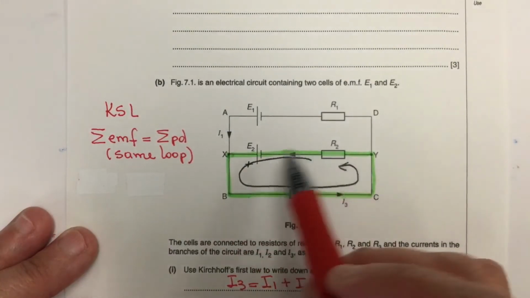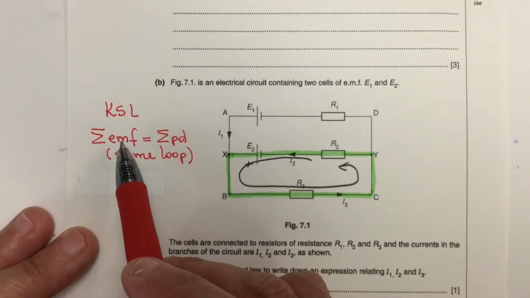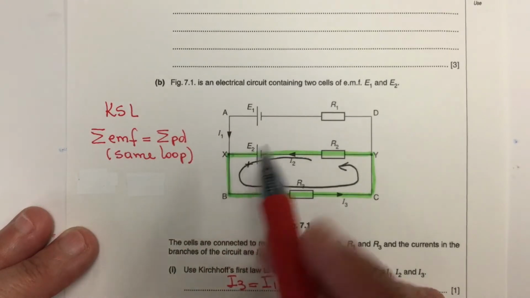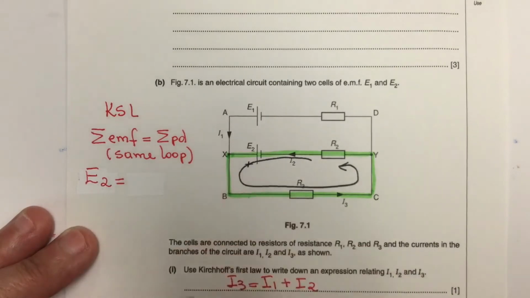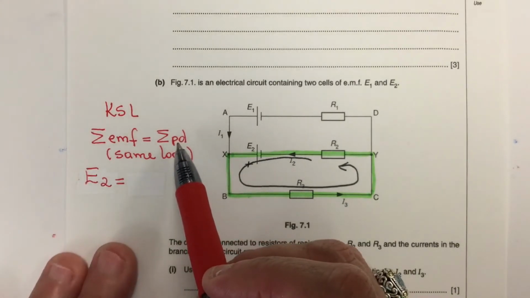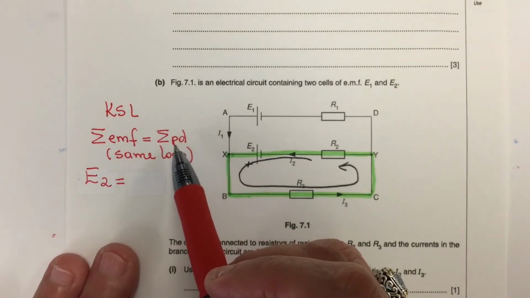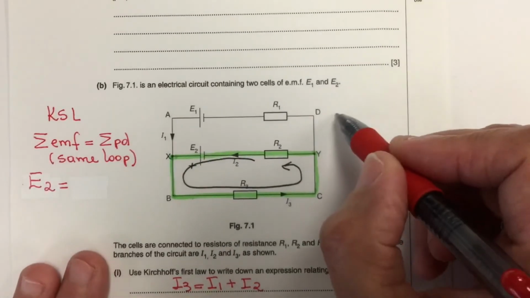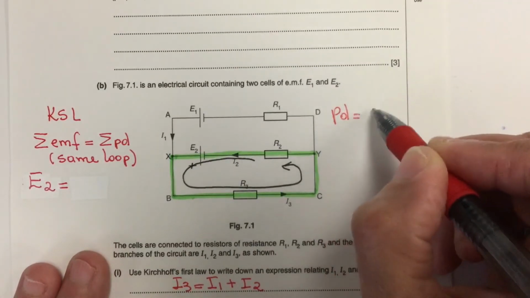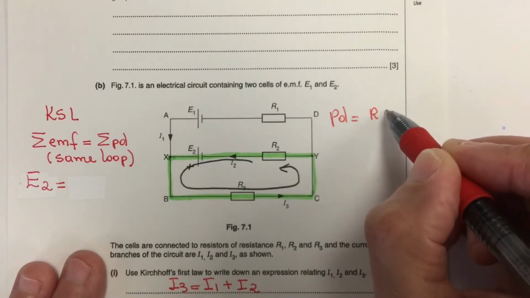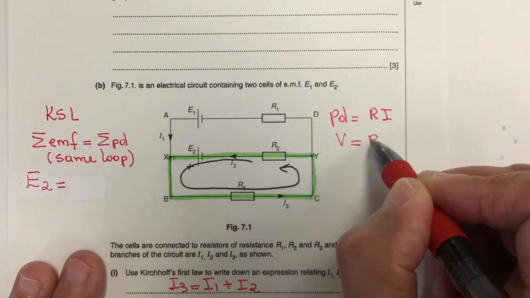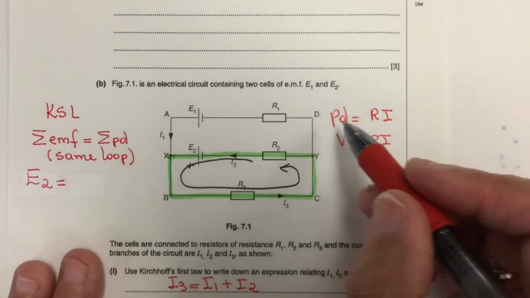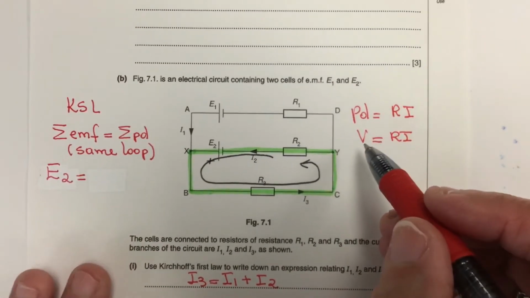Now I look at this green loop, and the only EMF that I have is E2. So E2 is equal to, now I'm going to determine my PD. So the PD is the resistance times the current, which is exactly voltage. So voltage, PD is the same thing.